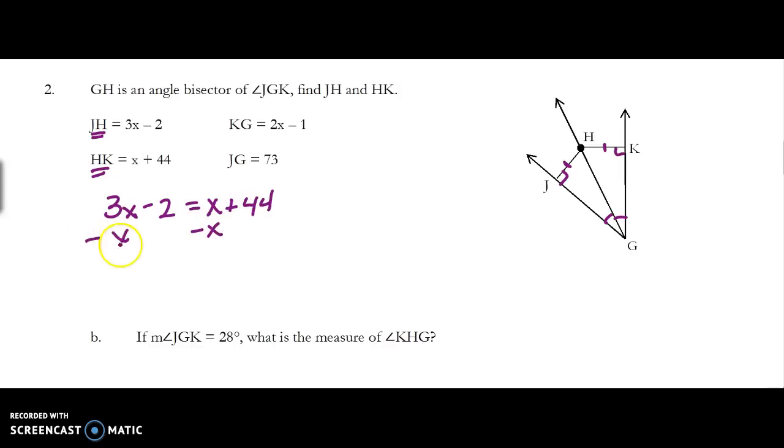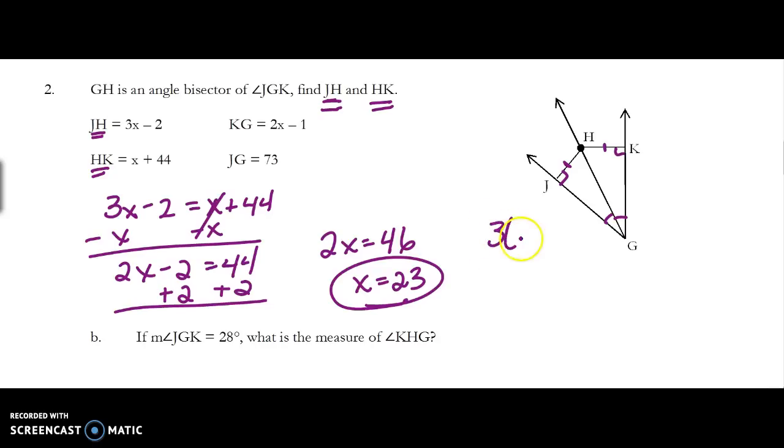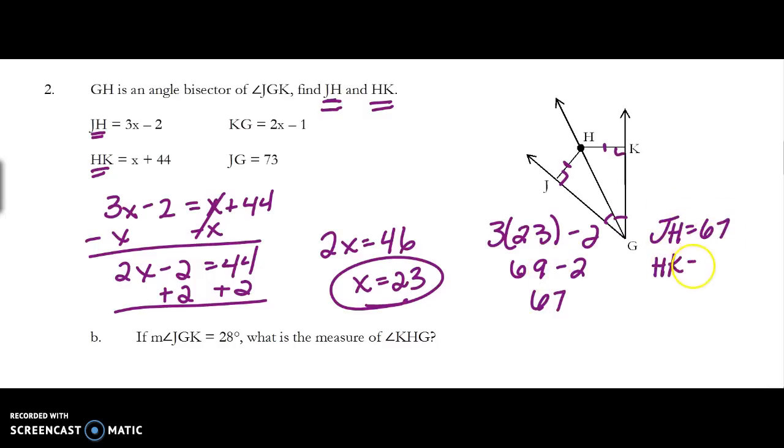So we would subtract x, and you have 2x minus 2 equals 44. Add 2, so 2x equals 46, and x equals 23. Okay, so I didn't ask for x, I asked for JH and HK. So you can take that 23 and substitute it into one of those two, because again we know they're congruent. So you would have 69 minus 2, or 67. So you can say JH is 67 and HK is 67.